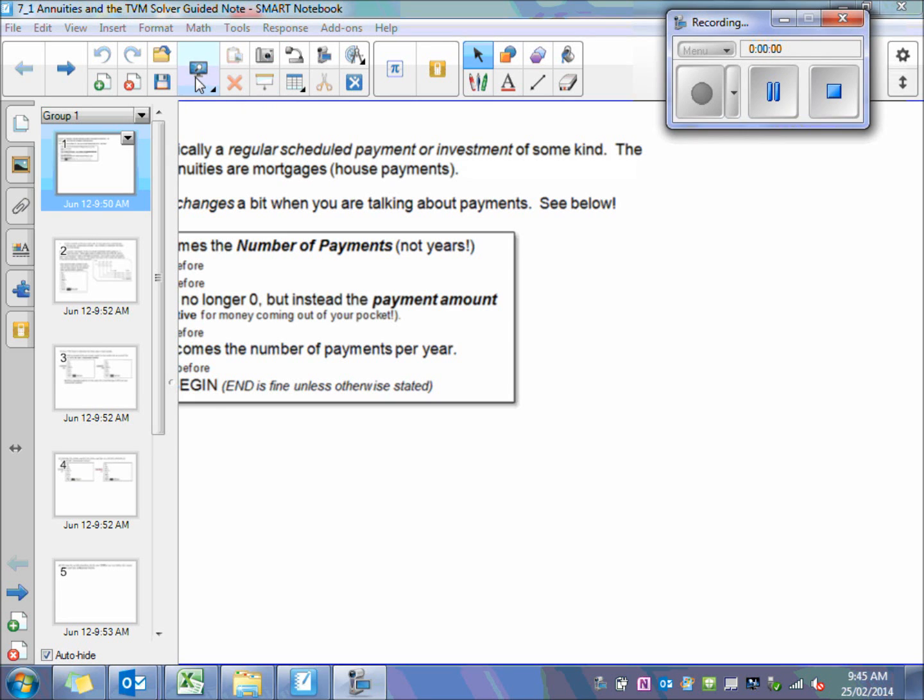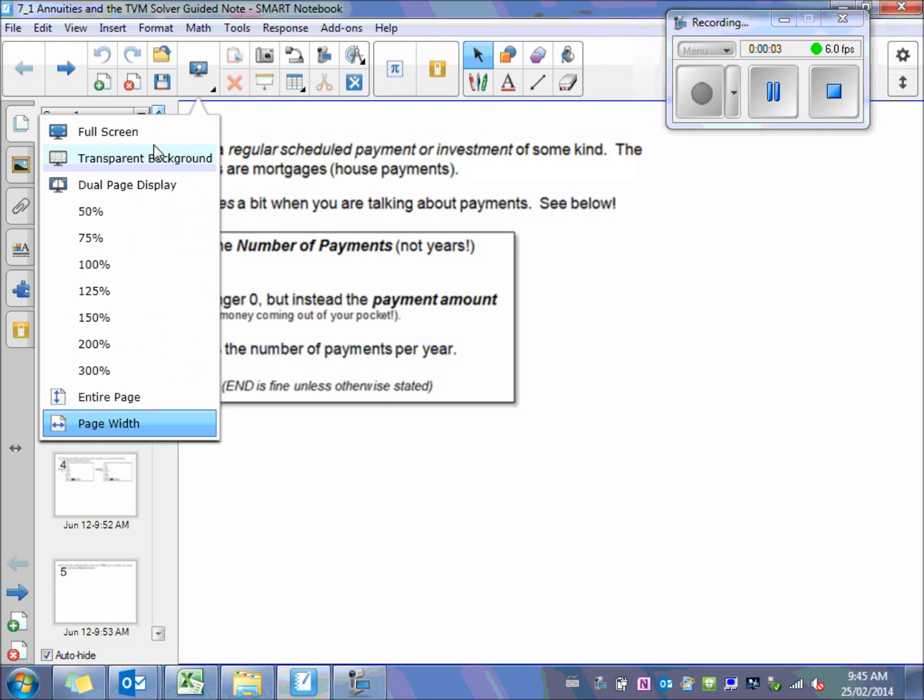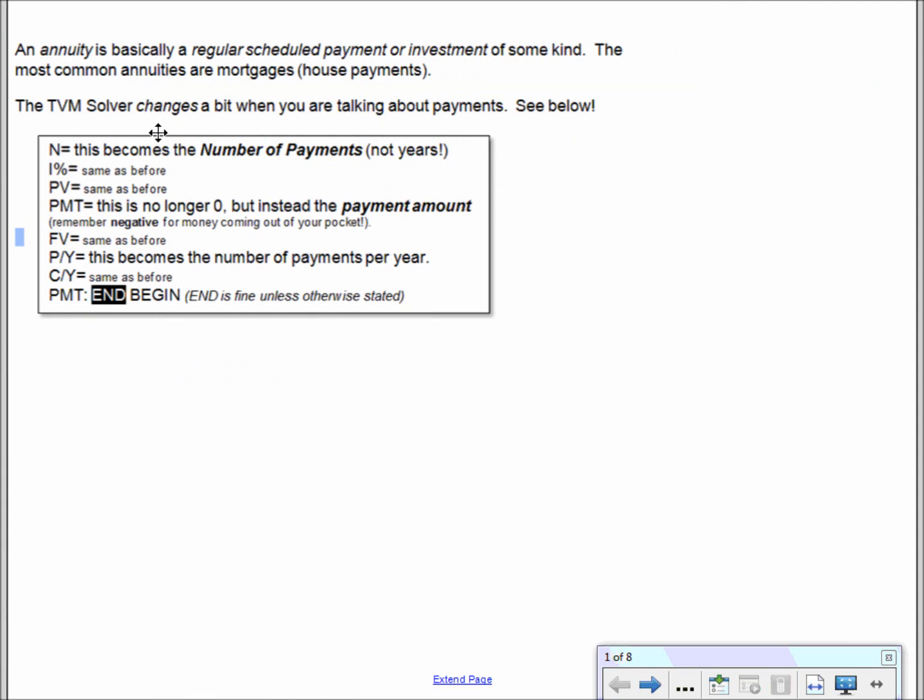Bit that you can read on the sheet about annuities. Really, with annuities you're just looking at a regular scheduled payment or investment of some kind. The most common annuities are mortgages. So you are making payments on these. So the TVM solver changes a bit. I tried to sort of show it there.